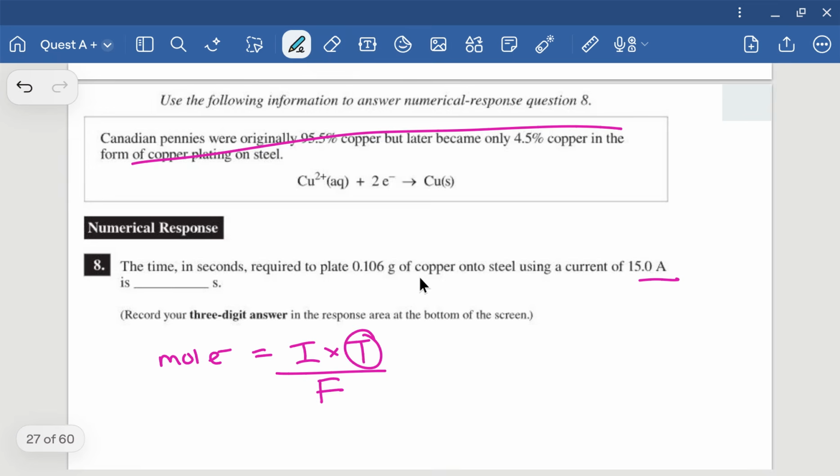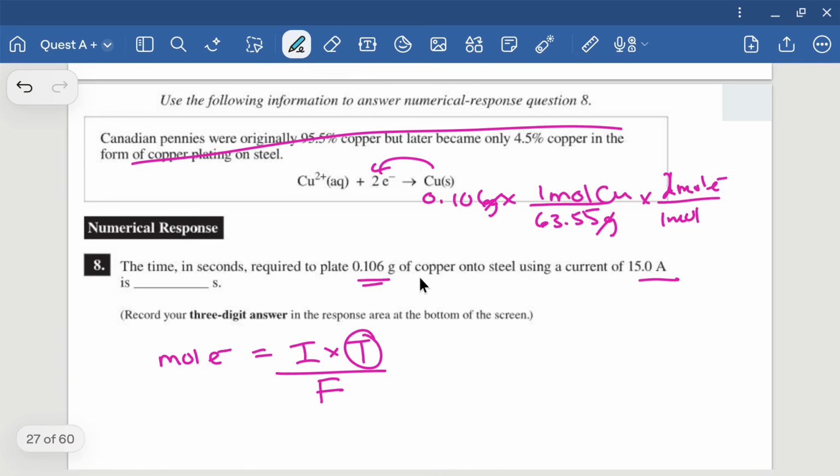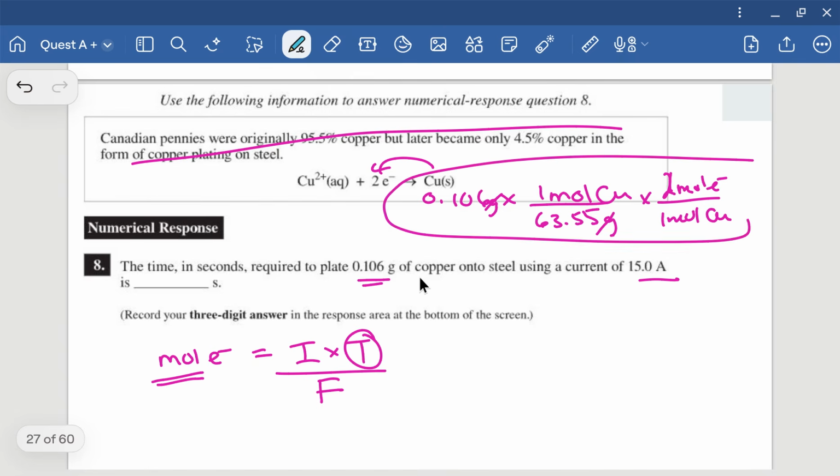So you do have one extra step here because we have grams of copper, so 0.106. We're going to have to multiply that by your molar mass. So 1 mole of copper contains 63.55 grams. So here grams cancel, and you'll be at moles of copper. Then we need to multiply that by 2 moles of electrons over 1 mole of copper, so that we have moles of electrons. So we'll do that. And whatever value we get here will be on the left-hand side of this equation.